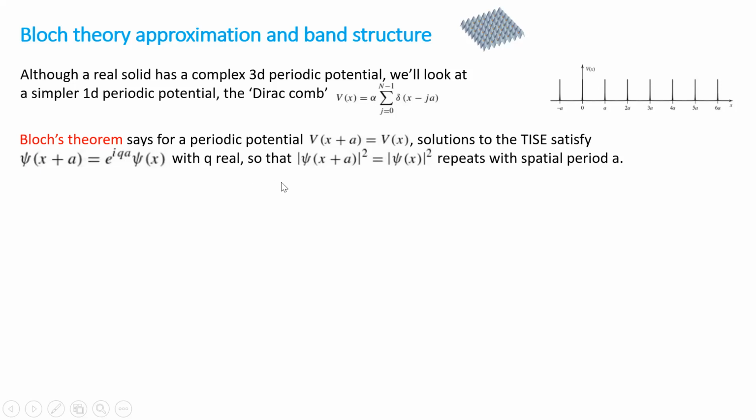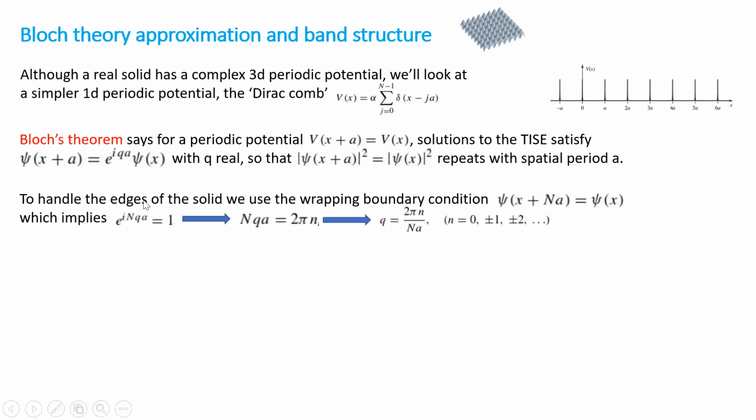Okay, so how do we handle the fact that the solid is not infinite? We use what we call the wrapping, or sometimes called periodic boundary condition. Psi of x plus Na, where N is the number of cells, in the one-dimensional case the number of atoms or unit cells in the solid, would be equal to psi of x. So we make sure that as we go around the solid, at the end, the wave function has the same value. So this is a wrapping boundary condition, because when we go all the way around to the other side of the solid, it's as if we've wrapped back around to the beginning, since it has the same value.